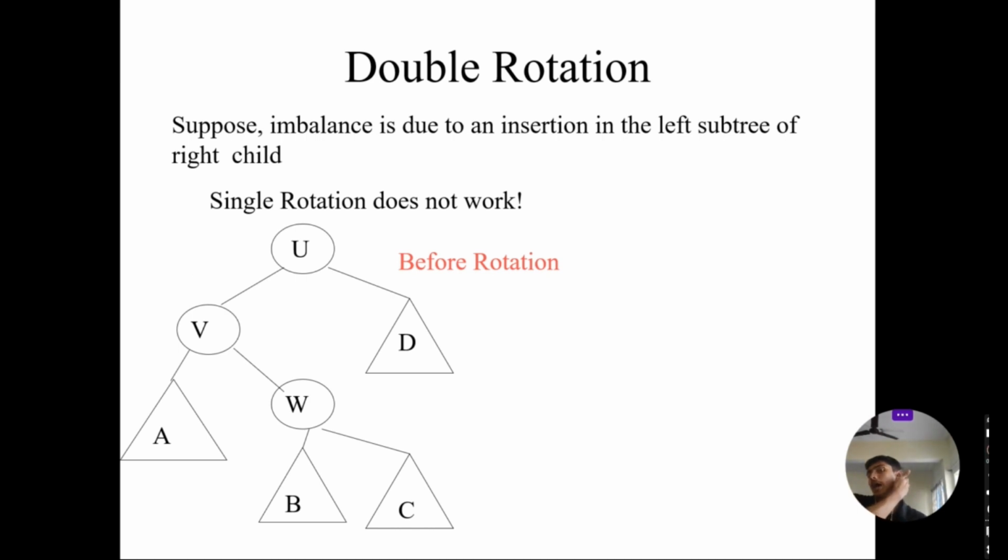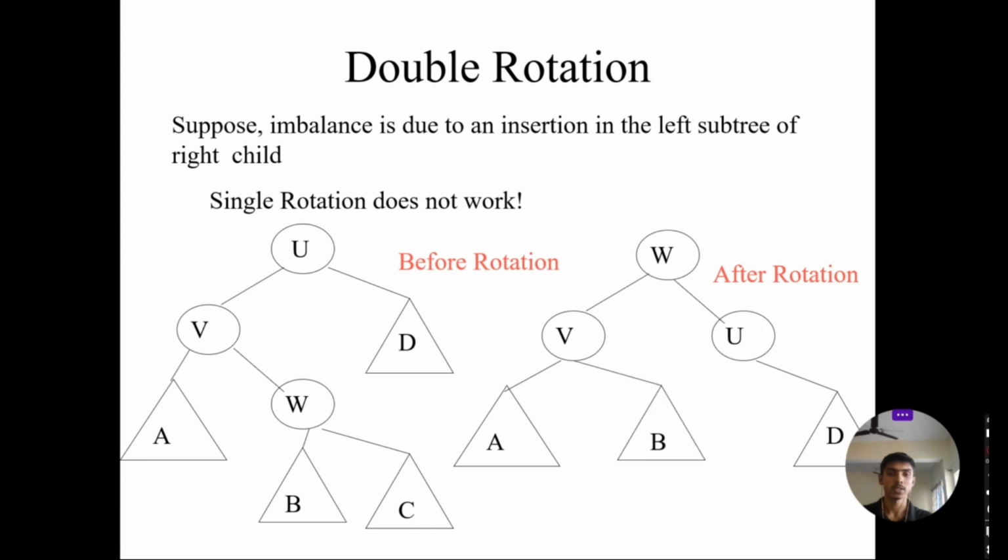Suppose the imbalance is due to insertion in the left subtree of the right child. In that case, a double rotation arises. First, a rotation to the left side, then a rotation to the right side. You can see before rotation and after rotation what happens. W will be the root node because of the left rotation, and due to the right rotation, V will be the left part and U will be the right part. After rotation, we will have this scenario.